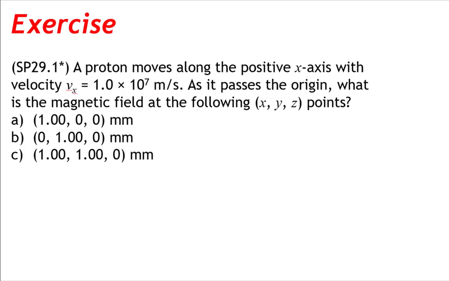A proton moves along the positive x-axis with a velocity of 1.0 times 10 to the 7th meters per second. As it passes the origin, what is the magnetic field at the following points? The first point is at the x-coordinate of 1.00 millimeters along the x-axis.